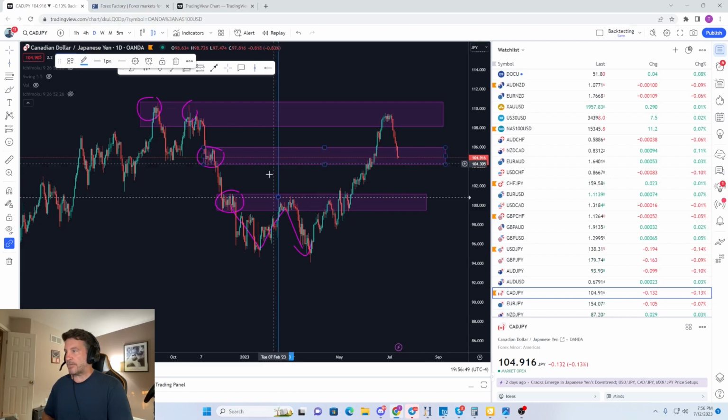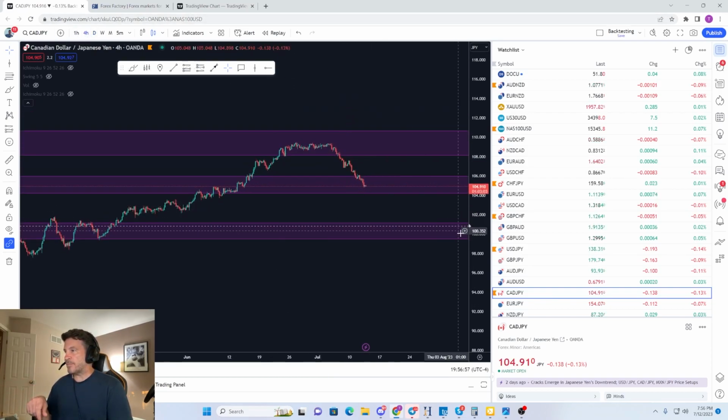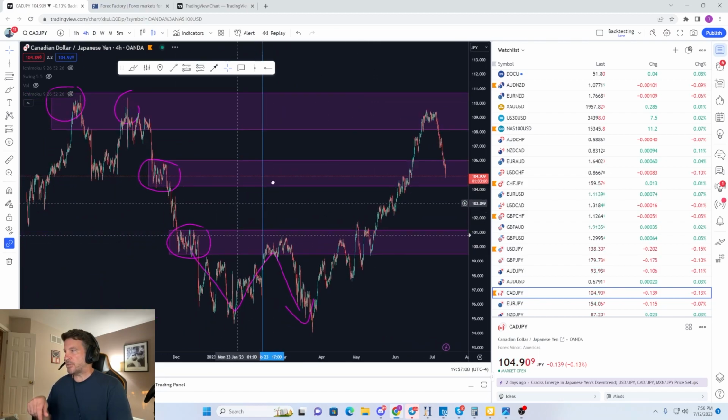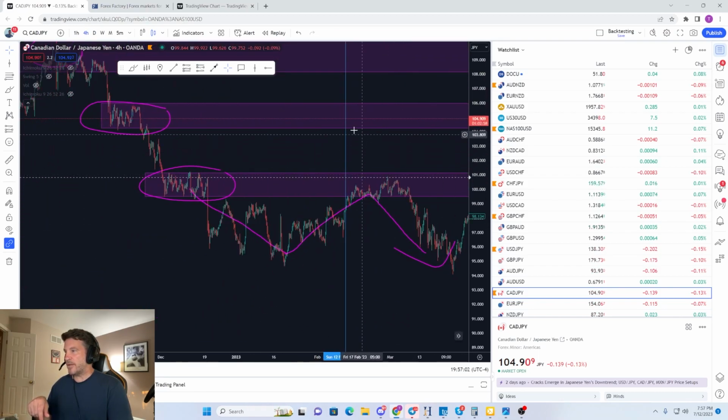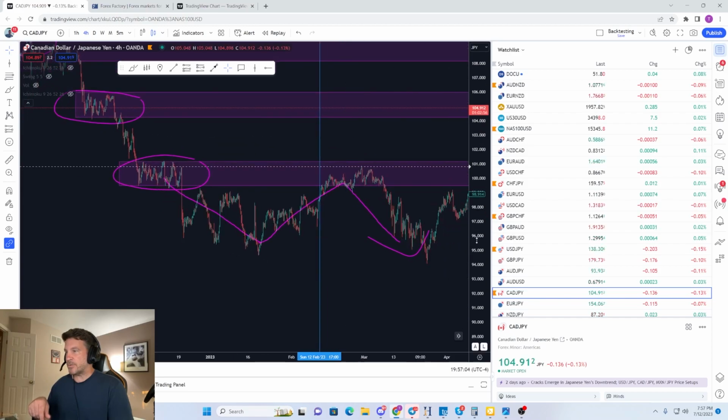Let's just put a little line right here. And what we'll do is we'll drop down one time frame. So we're on the daily. We're going to go down to the 4 hour now. So we'll go down to the 4 hour here, and we'll back up to our line right here. Here's the vertical line that I just drew.